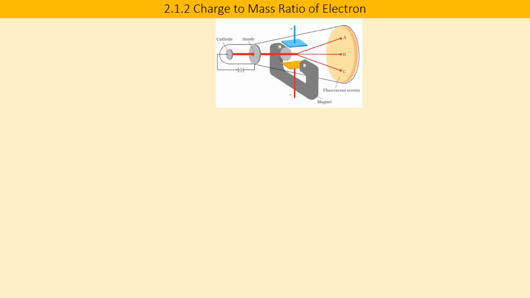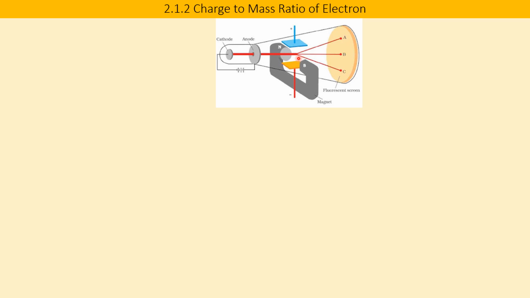The blue and yellow plates produce the electric field, and this is a magnet, which produces the magnetic field. These were acting perpendicular to one another. Please see on the screen, the electric field is vertical and the magnetic field is perpendicular to it. These were acting perpendicular to one another as well as to the path followed by the electrons. See, this is a cathode and this is an anode, and the electrons pass through the electric and magnetic fields. So the magnetic field, electric field and path of the electrons are mutually perpendicular to one another.